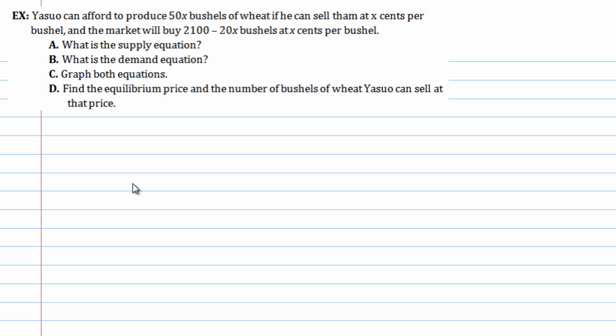So here's an example. Yasau can afford to purchase 50x bushels of wheat if he can sell them at x cents per bushel. And the market will buy, or in other words, they will demand 2100 minus 20x bushels at x cents per bushel. Now part A and part B both are going to just ask questions about what equation is what instead of graphing.